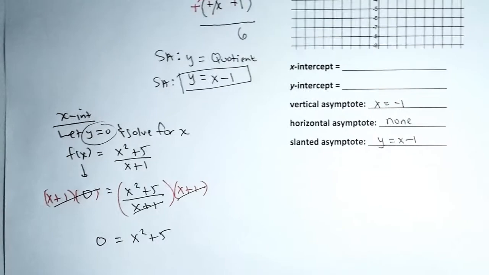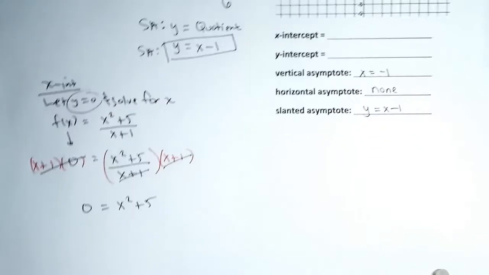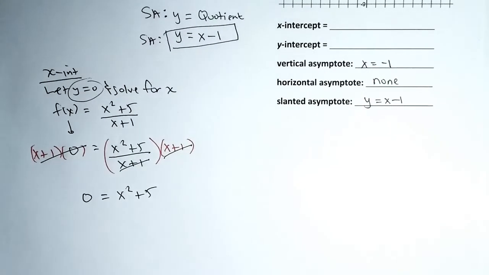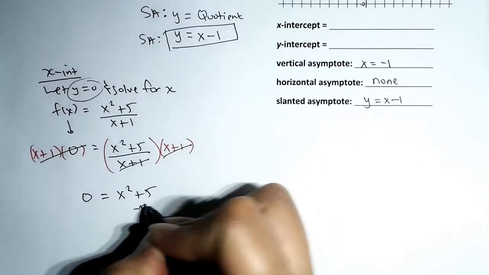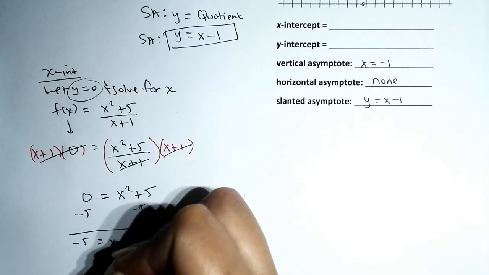So bear in mind, we are trying to find the x-intercept. So let's do this. Sorry. Okay, so work your magic. Let's go ahead and solve for x. So we're gonna solve this by using the square root method. So let's isolate the squared part. We're gonna subtract 5 from both sides, and that will give us -5 equals x squared.